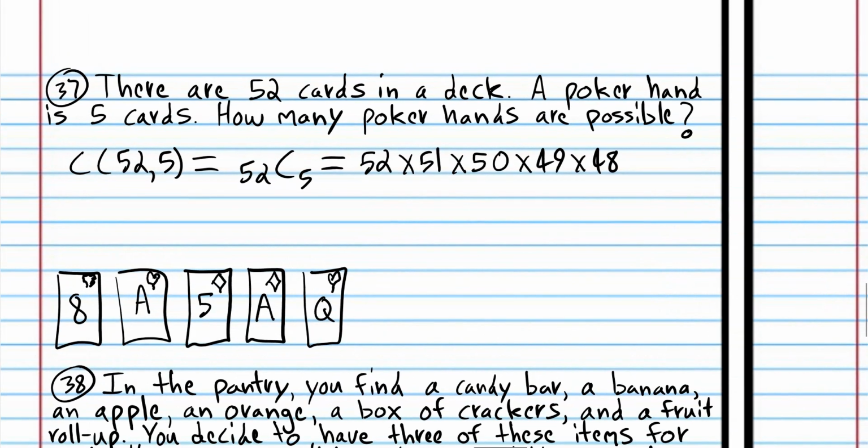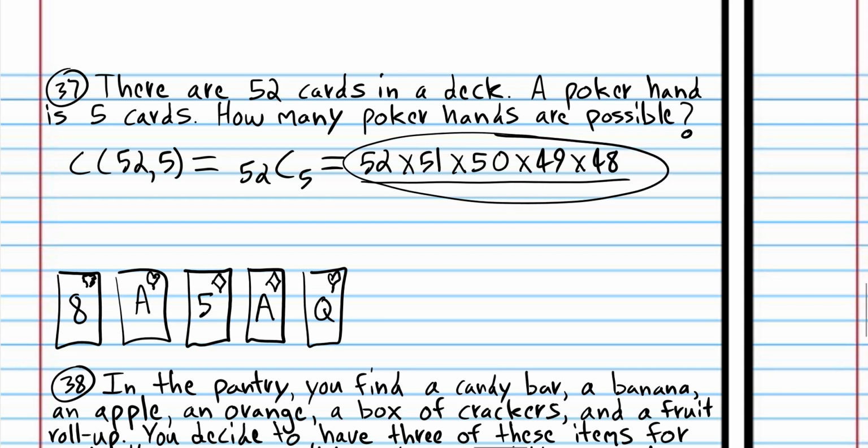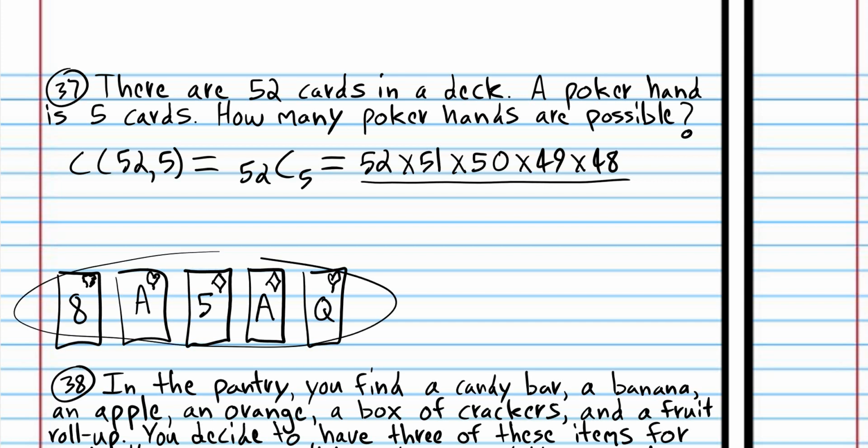So if you find this number here, the product, you're counting all the permutations. So we have to divide out the number of permutations for each group. So how many ways can you permute this? Well, you can permute it 5 factorial times. So of course now we go to the calculator.